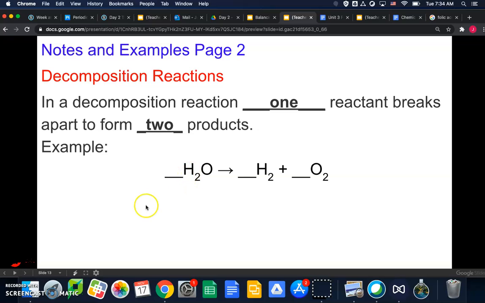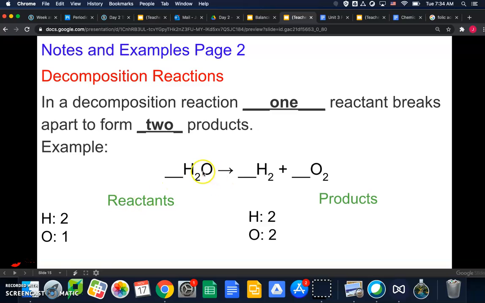We've got, on the reactant side, hydrogen and oxygen. On the product side, we have hydrogen and oxygen. How many of each kind of reactant do we have? Looks like we have 2 hydrogens and 1 oxygen. And on the product side, looks like we have 2 hydrogens and 2 oxygens. So we need to balance out the oxygens. So I'm going to put a 2 in front of the oxygen on this side.